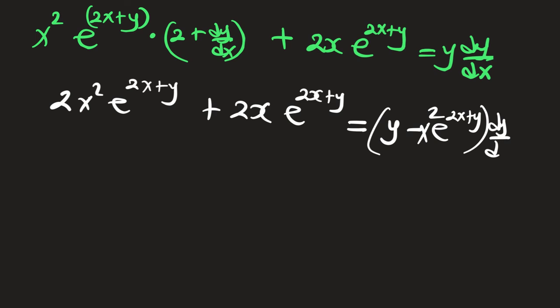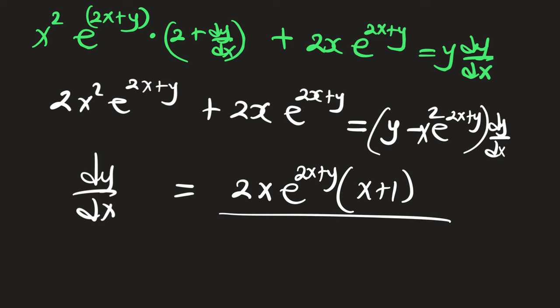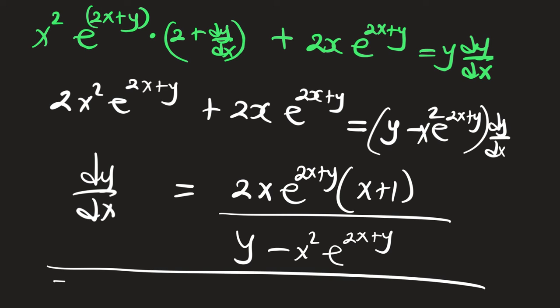So if you make dy/dx the subject, you'll have dy/dx equal to 2x e to the 2x plus y, if you want to factor out something, times (x plus 1), divided by y minus x squared e to the 2x plus y. And that is what the question wanted you to do, to find dy/dx.